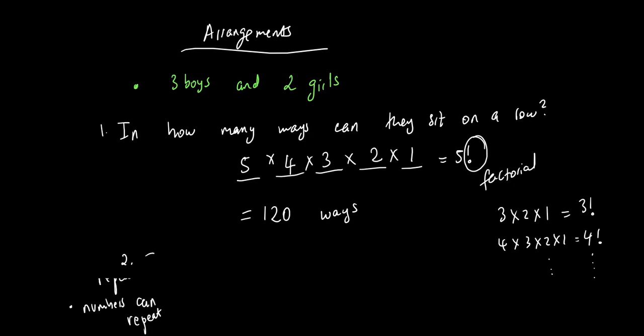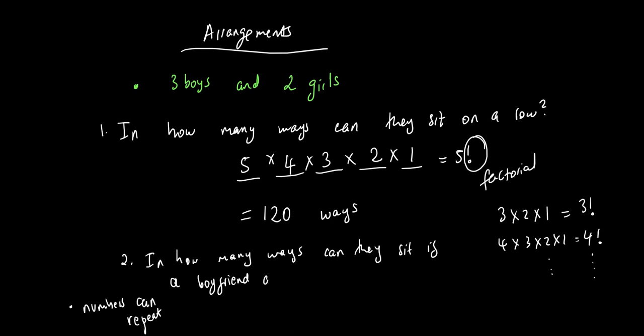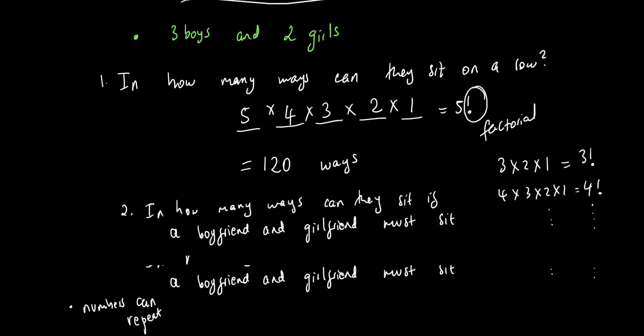Number 2: in how many ways can they sit if a boyfriend and girlfriend must sit next to each other? Sorry. How do we do that?